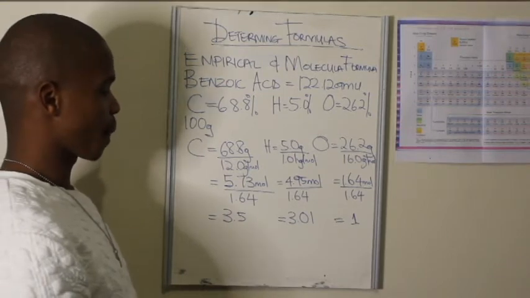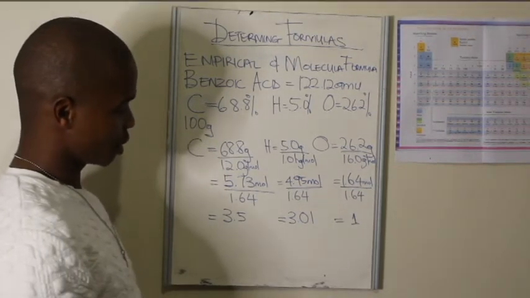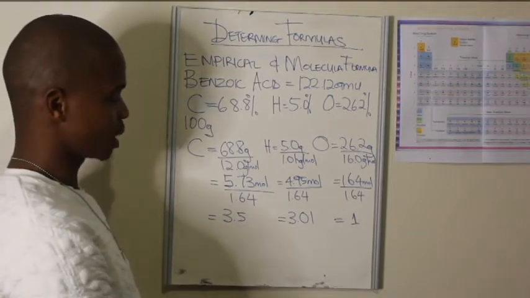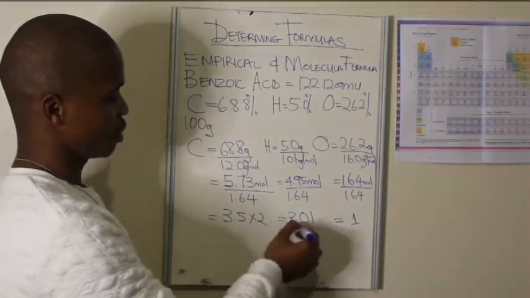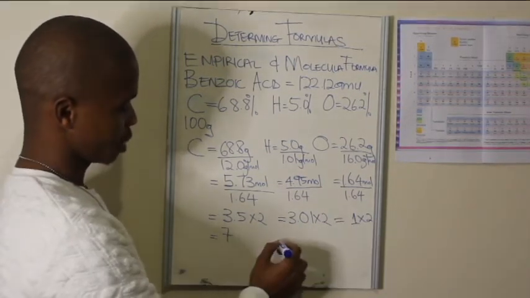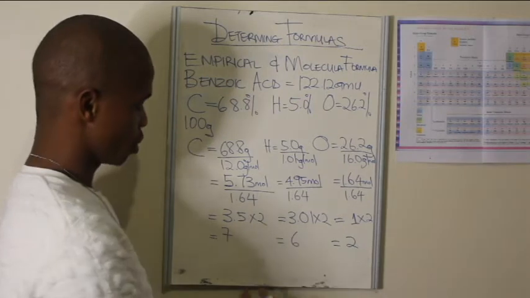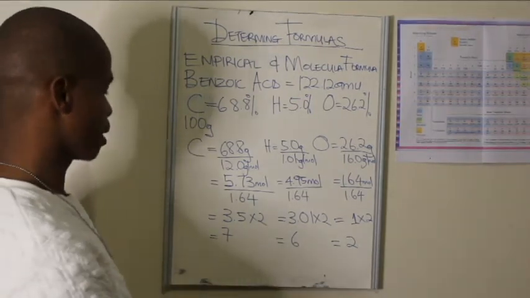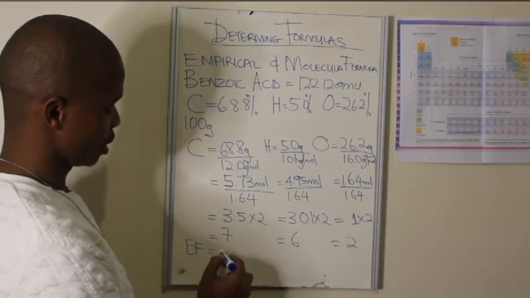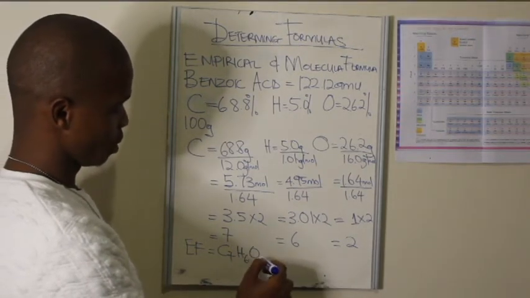What you can do is you multiply by, you can start from 1. If you multiply by 1, it's not going to change anything. So we'll multiply by 2 throughout. Then here we'd get a 7. Then here we'd get 6. Then here we'd get 2. So this would be your empirical formula. Let's put it like this. So your empirical formula would be C7H6O2.